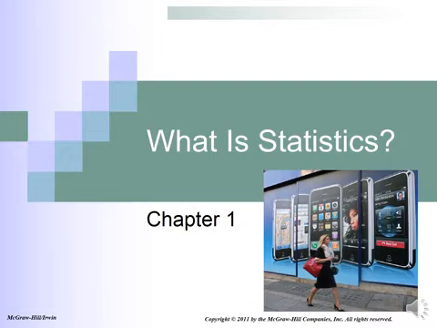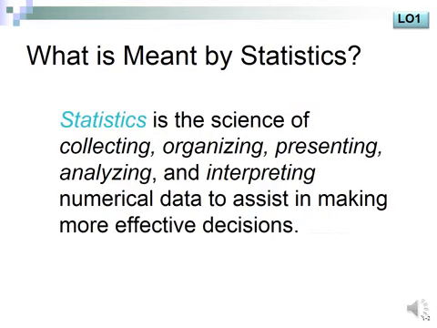In this slideshow, we're going to go over an introduction to what is statistics. Statistics is the science of collecting, organizing, presenting, analyzing, and interpreting numerical data to assist in making more effective decisions. Notice when I read that definition that there are words that end in ing: collecting, organizing, presenting, analyzing, and interpreting numerical data. So that's five ing words.